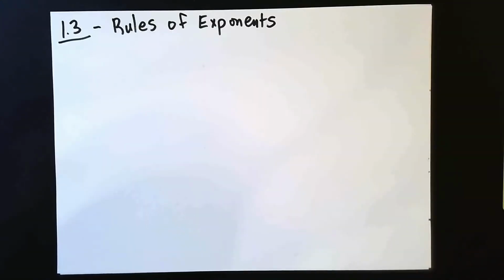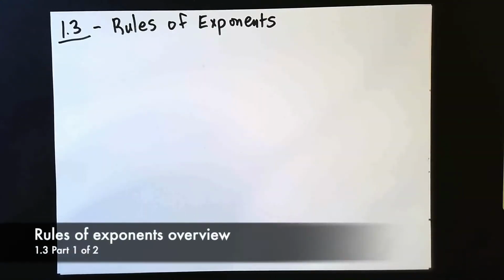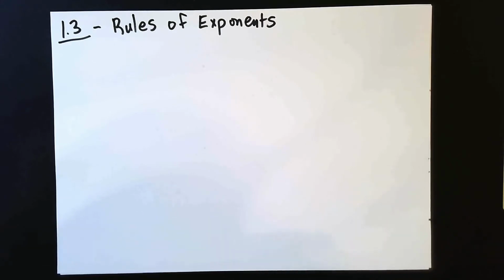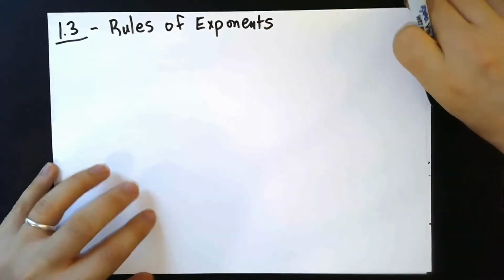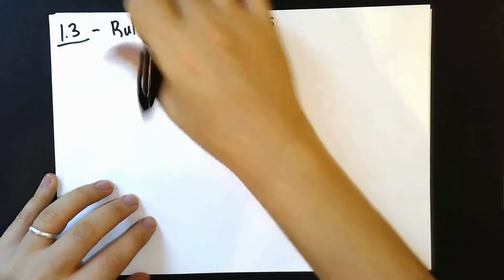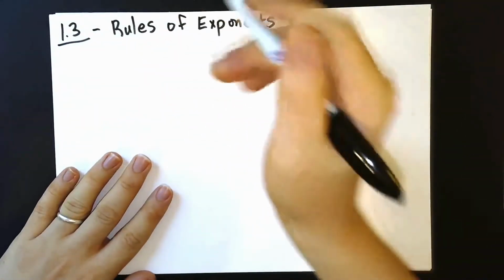Welcome back. In this last section before the first test, we're going to go over the rules of exponents. And there are a lot of different rules that interact with exponents, so we're going to be careful to go over how each of them works. And so in this first video, I'm going to write down each of the rules, and then I'm going to give you an example.